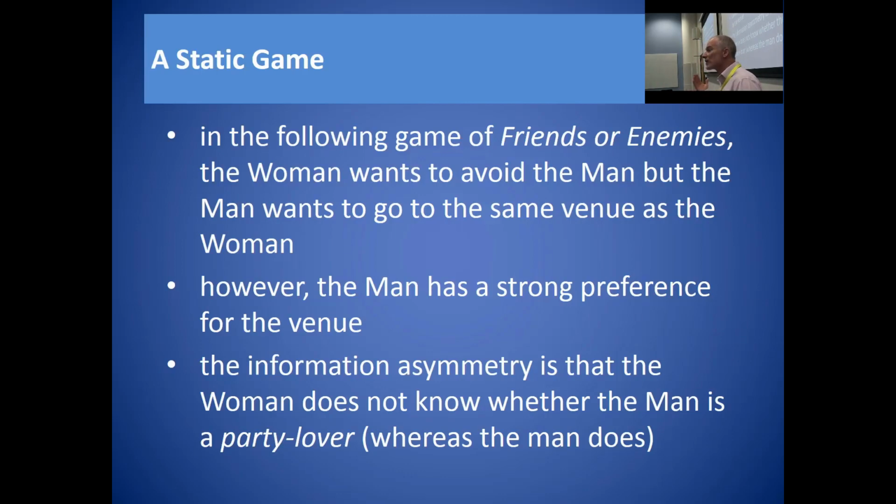And this, though, is the source of the information asymmetry. The man knows perfectly what his character is like. He knows whether he prefers to go to the party or the hotel. But the woman doesn't. That's the information asymmetry, and it's that that drives the entire game.